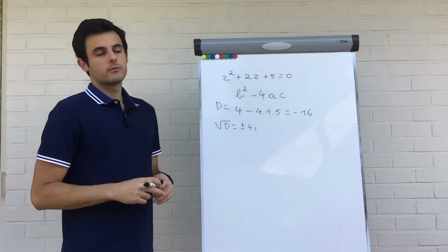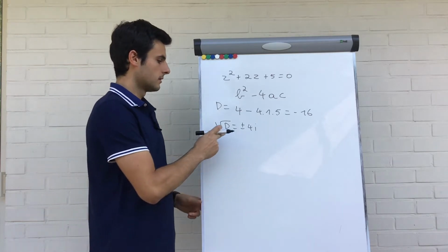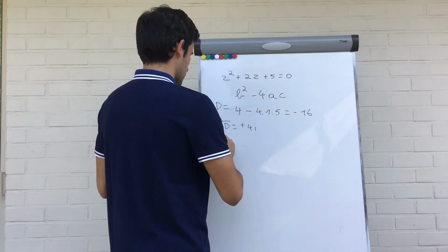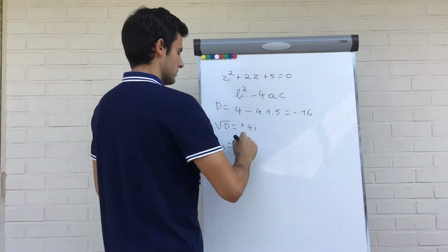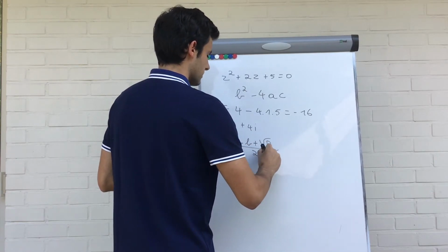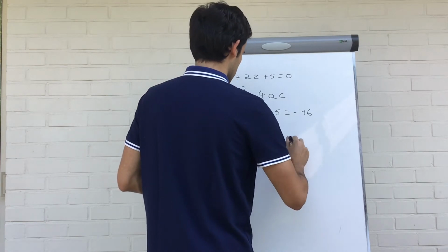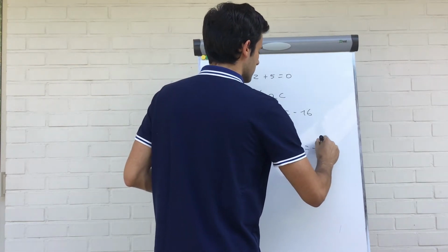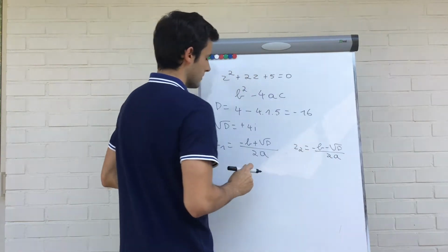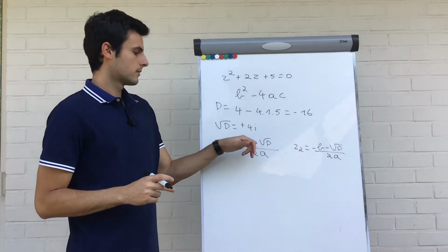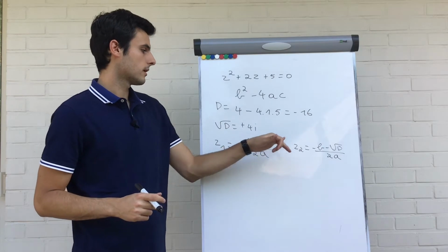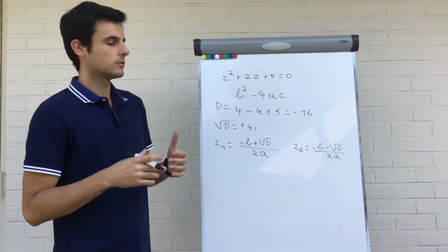It's best to pick one, so plus or minus. I always pick the positive one. It doesn't matter, but I always pick the positive one. Why doesn't it matter? Because z1, the first solution, is (-b + sqrt(D)) divided by 2a. And the second solution is (-b - sqrt(D)) divided by 2a. Now, if you take -4i, you get -4i plus 4i. If you take +4i, you get +4i minus 4i. So you see, you get the same solutions.